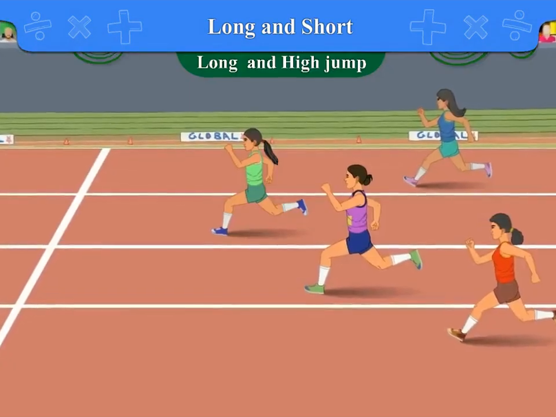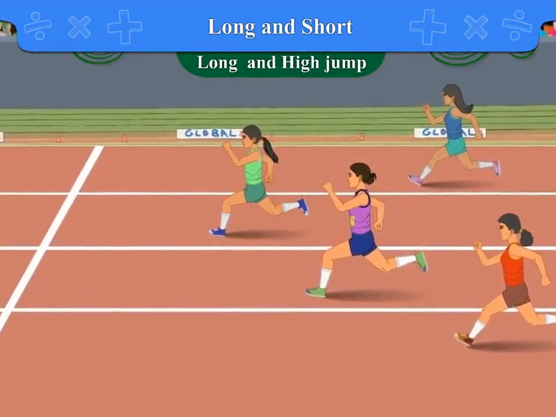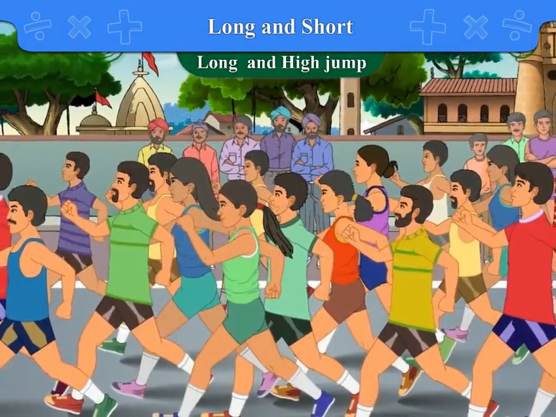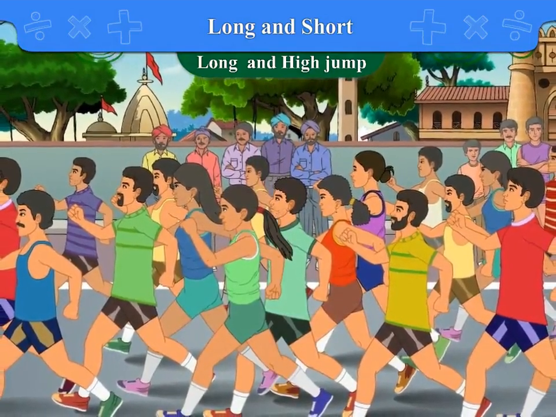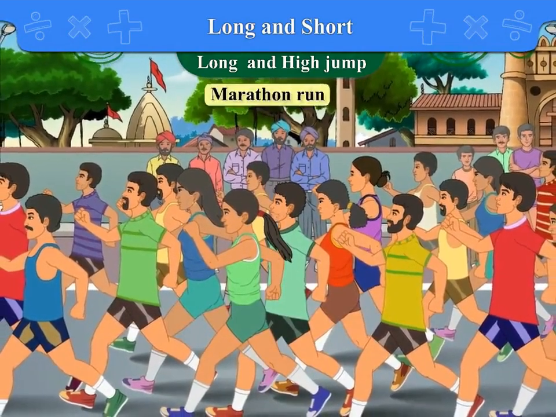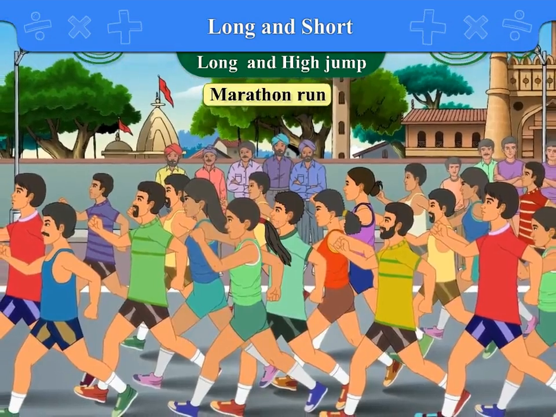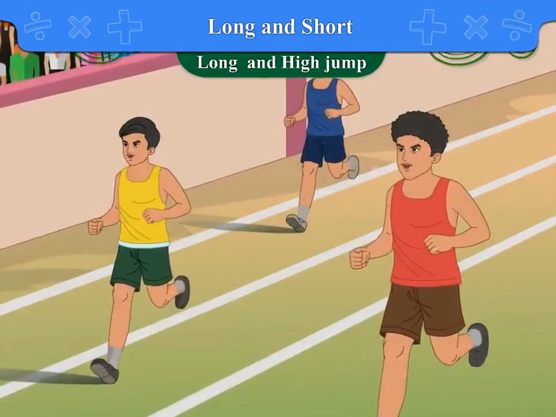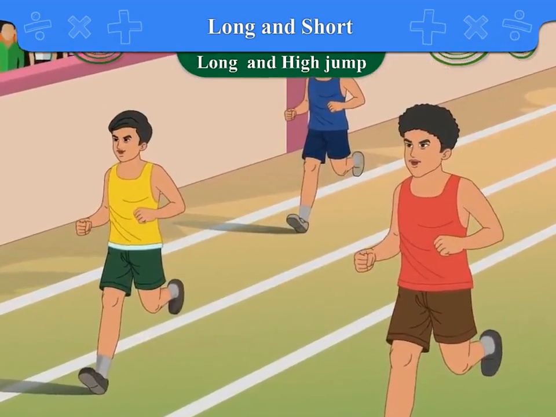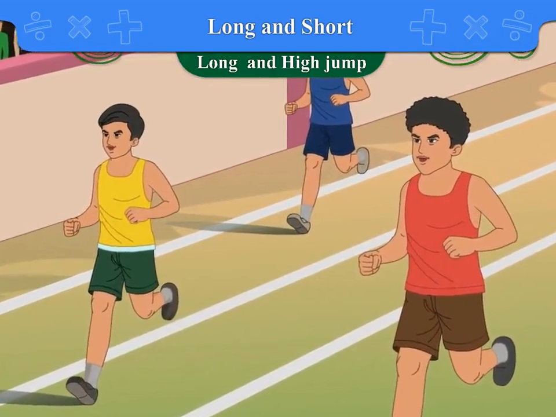All these running races are short distance races. But you must have heard about the long distance race. This race is called marathon. In this race, the people have to run a distance of about 40 kilometers. So far, we have discussed only about the running race.